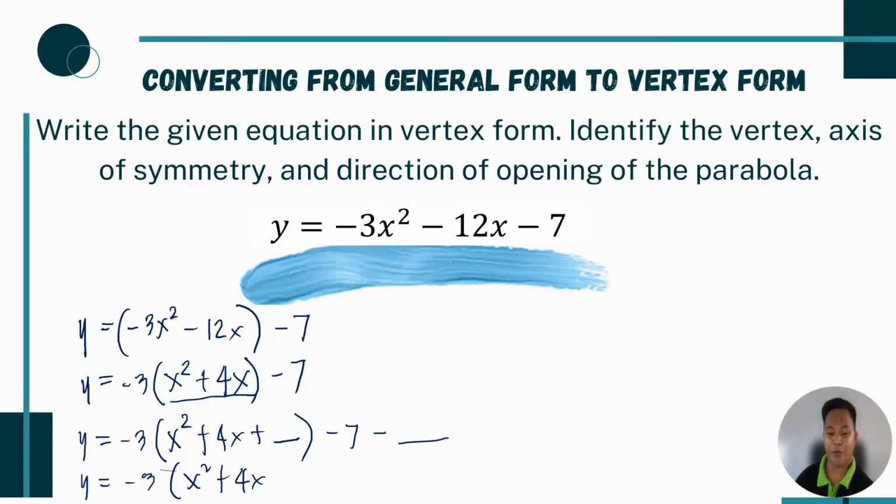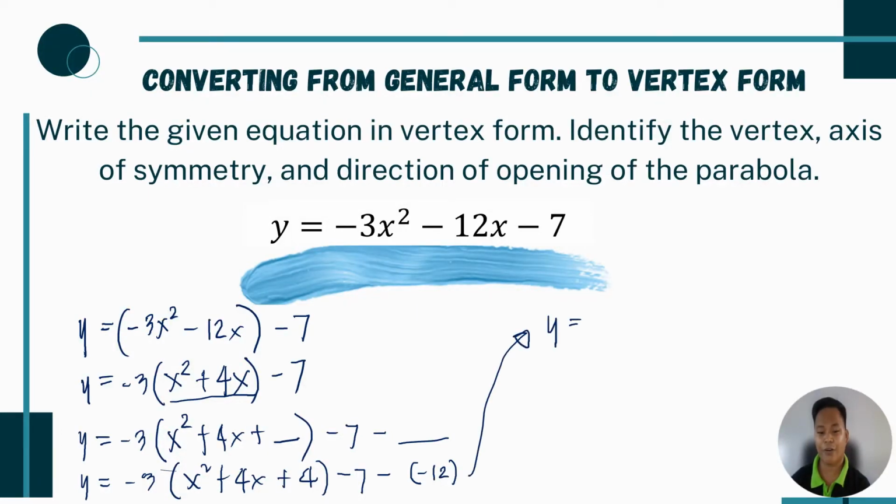The third term will be 4 divided by 2 is 2. Then the square of 2 is equal to 4. This trinomial here is now a perfect square. Minus 7 minus negative 3 times 4 is equal to negative 12. Then we have y is equal to negative 3.